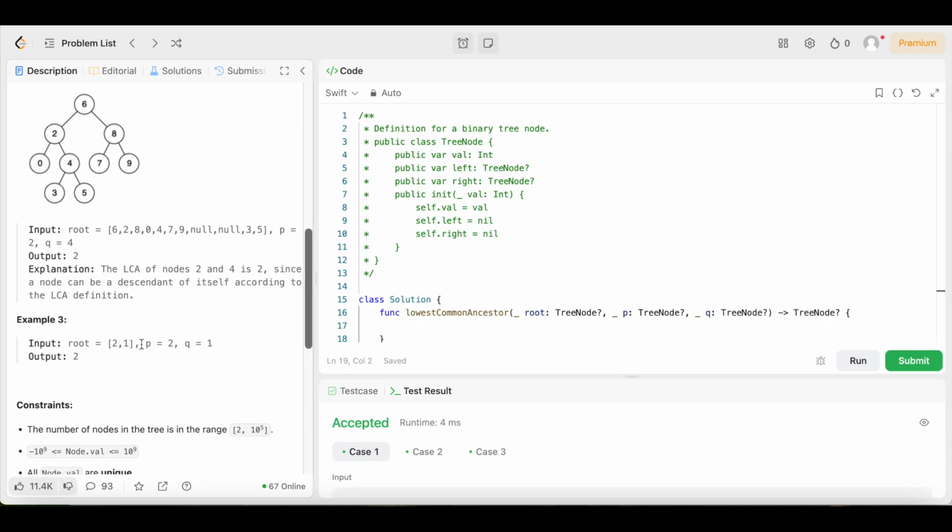So let's look at example 3, where this time we only have 2 nodes. In this case, let's go through. The input root equals 2, 1, a binary tree with 2 and 1, P equals 2, Q equals 1. The output is 2 because by looking at this, since 2 comes first, we know that 2 is the root. And if 2 is the root, then it goes from 2 to 1.